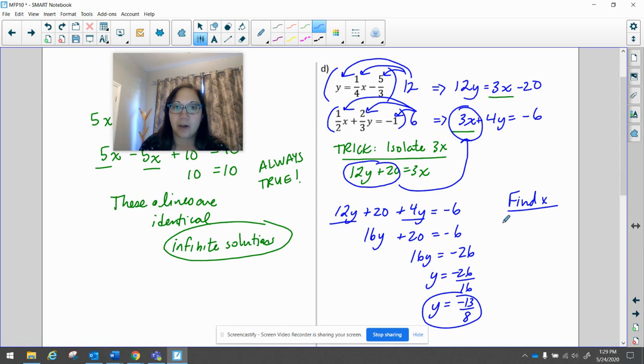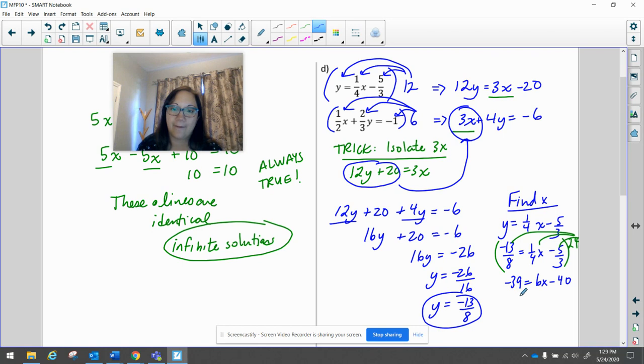So I'm going to use my first equation. y equals 1/4 x minus 5/3, and I'm going to substitute in my negative 13 over 8 over here. And remember, you can use a trick here to get rid of your fractions. So I'm going to multiply everything by 24 because that is the lowest common multiple of 8, 4, and 3. So 24 divided by 8 is 3. 3 times negative 13 is negative 39. 24 divided by 4 is 6. And 24 divided by 3 is 8 times the negative 5 gives me negative 40.